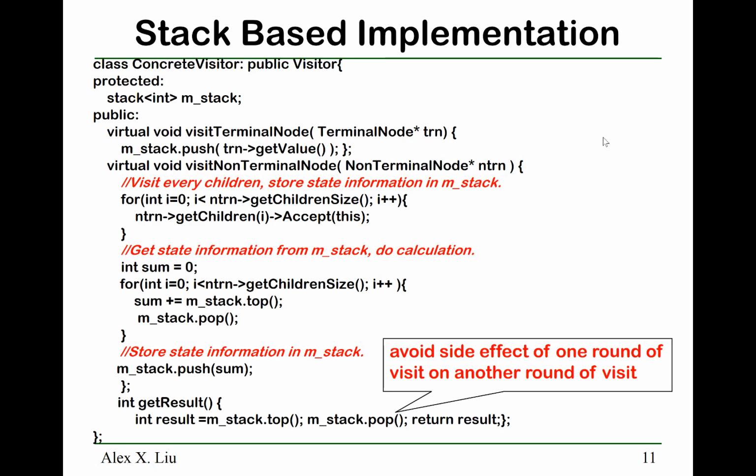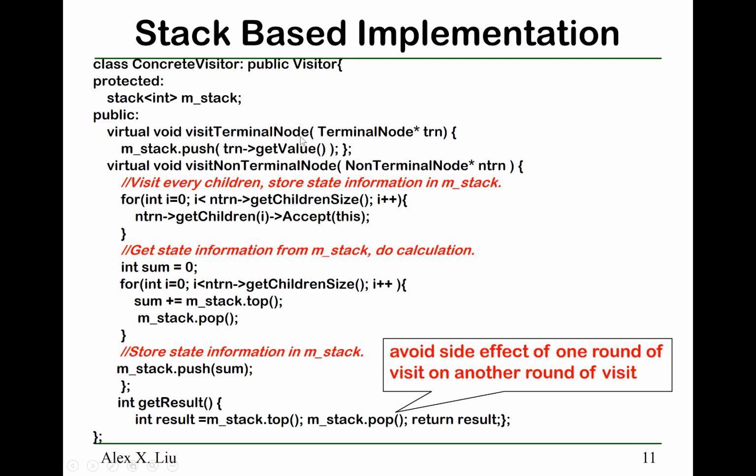We have two implementations of a concrete visitor. One is stack-based, another is non-stack-based. Now let's take a look at the stack-based implementation. So we have a stack, suppose of integers. Remember there are two types of concrete classes: terminal nodes and non-terminal nodes. So we have two functions, visit terminal node and visit non-terminal node. And also we may have a function to get the result.